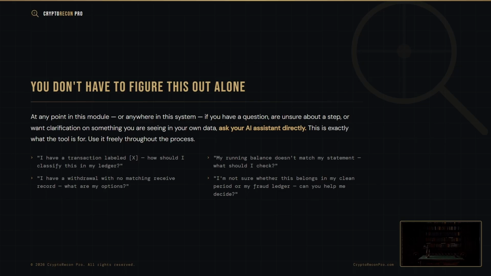Examples of questions you can ask your AI assistant: I have a transaction on my exchange statement labeled something. How should I classify this in my ledger? My running balance does not match my statement after this month. What should I check? I have a withdrawal with no matching receipt record. What are my options? My exchange statement shows a fee in a different asset than the transaction. How do I record this? I am not sure whether this transaction belongs in my clean period or my fraud ledger. Can you help me decide? There are no wrong questions. The goal is an accurate, defensible ledger, and getting there means asking for help when you need it.